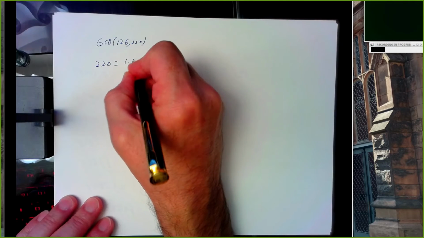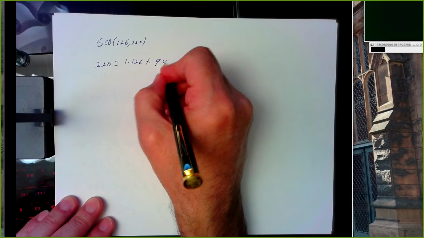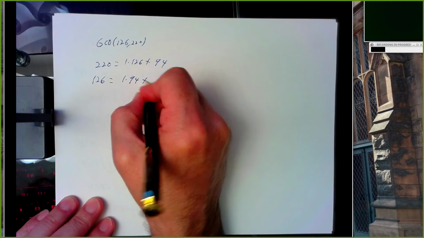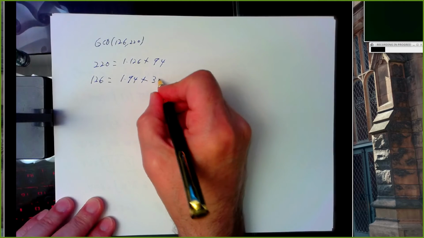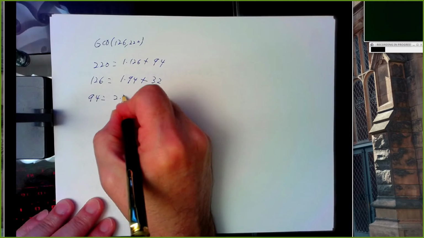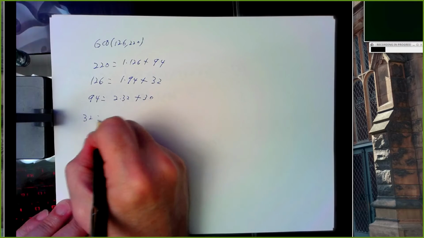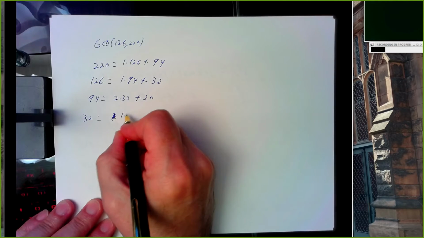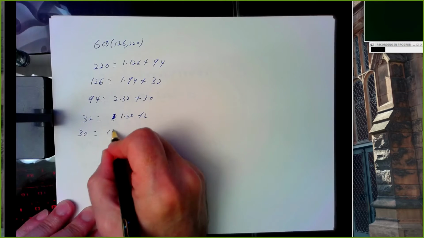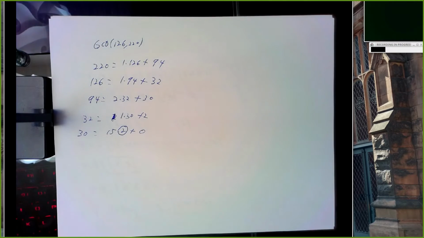220 equals 1 times 126 plus, I think it's 94. 126 equals 1 times 94 plus 32. I did that on my fingers. 94 equals 2 times 32, which is 64, plus 30. 32 equals 1 times 30 plus 2. And then 30 equals 15 times 2 plus 0. And so this is your GCD.